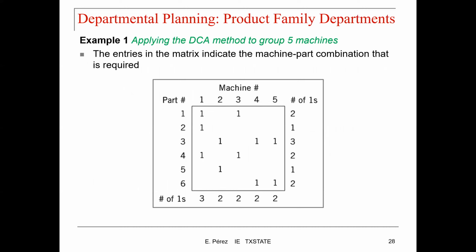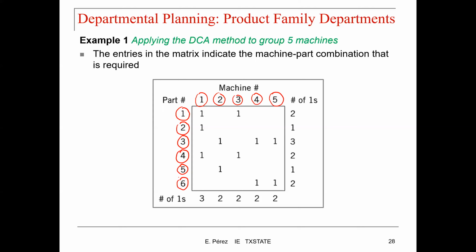In this example, we want to apply the direct clustering algorithm method to group 5 machines. These are the 5 machines, listed at the top: 1, 2, 3, 4, and 5. And in this company, we have 6 different parts that we manufacture: 1, 2, 3, 4, 5, 6. The parts are always to the left, right? So we list them to the left, and the machines will be at the top.